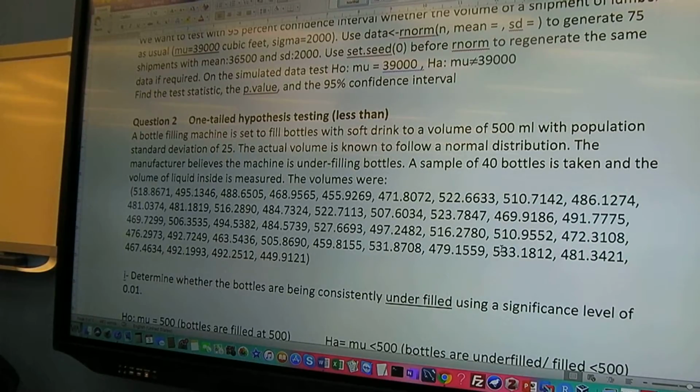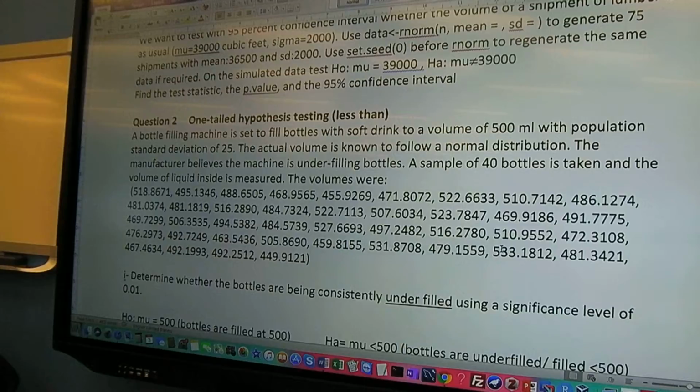The actual volume is known to follow a normal distribution. The manufacturer believes the machine is underfilling the bottles, so every time it fills them, it fills below the 500. So he wanted to check whether the machine is underfilling or not. A sample of 40 bottles is taken and the volume of liquid inside is measured.